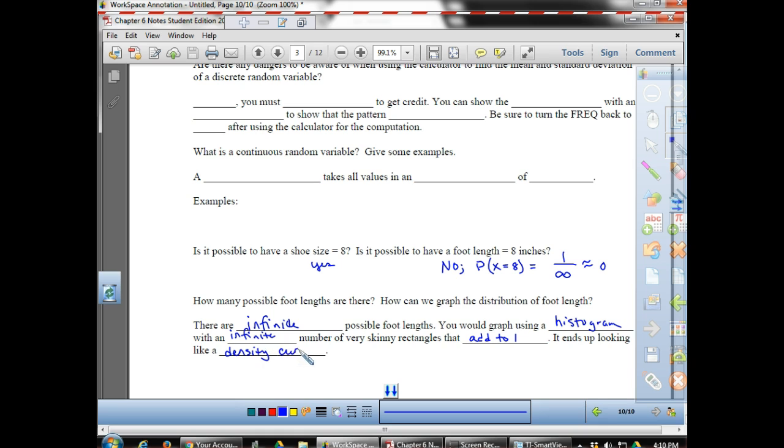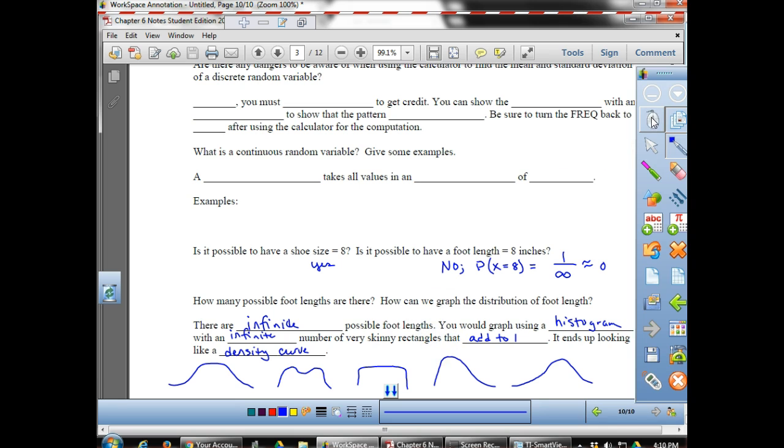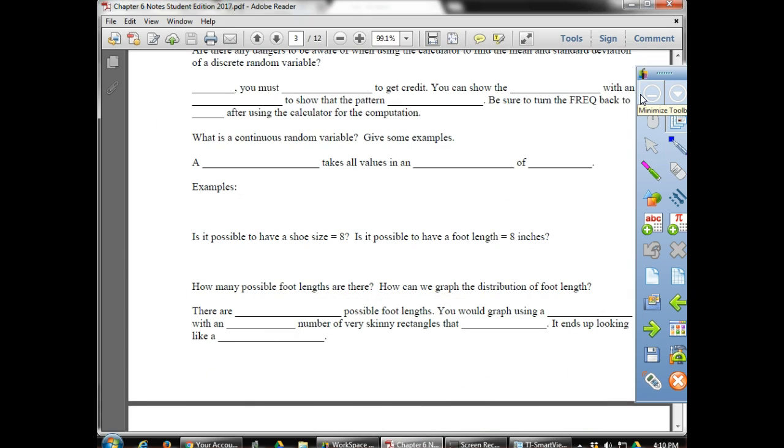And I want to review density curves with you just real quick. It might be something that looks symmetrical of some nature. It might be bimodal. It may be something that is more uniform in nature. It may be something more right skewed, something more left skewed. But all those curves would be something appropriate for continuous data. Okay.